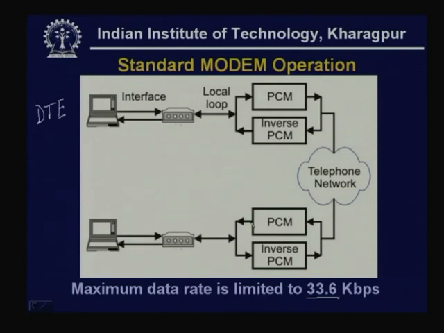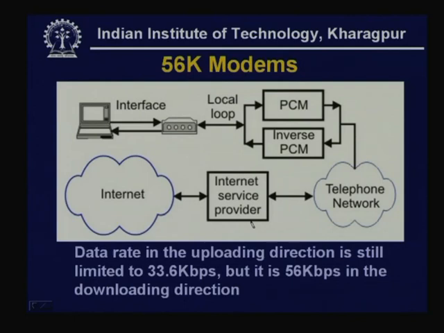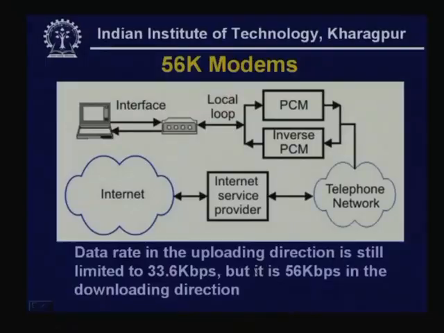However, nowadays another type of modem is becoming popular, which is known as the 56K modem. You may be asking how it is possible to transmit at such a high rate of 56 kilobits. Does it violate the Nyquist criteria? In practice it does not. Let us see how it is being done. These 56K modems can be used when the other end is not connected to the standard analog telephone system, but to a digital one, which is essentially the internet service provider.